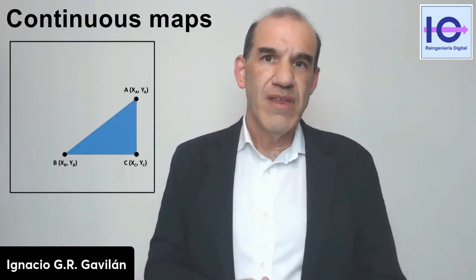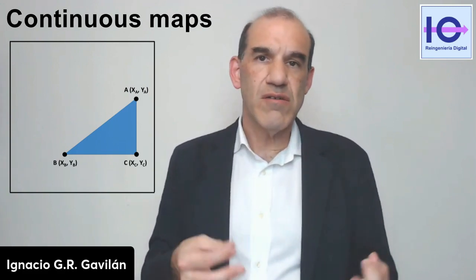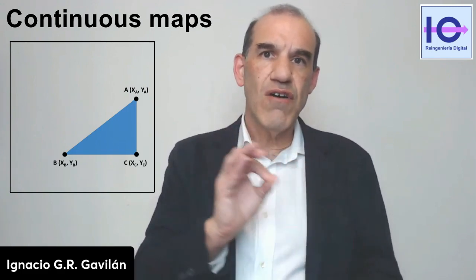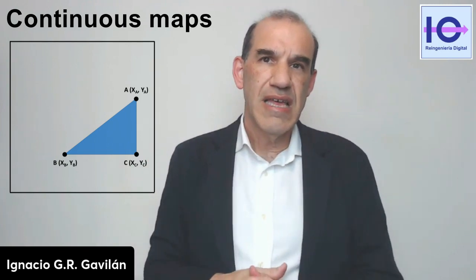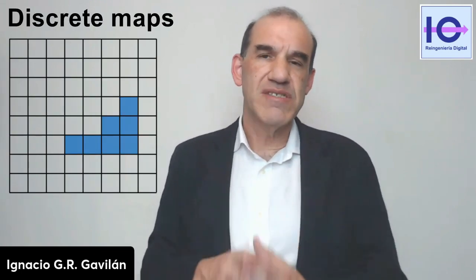There are two types of maps. For very simple environments, we could use continuous maps. In continuous maps, we usually represent obstacles via the coordinates of its vertices. But in other cases, and in the most common cases, we use static maps or grid maps.